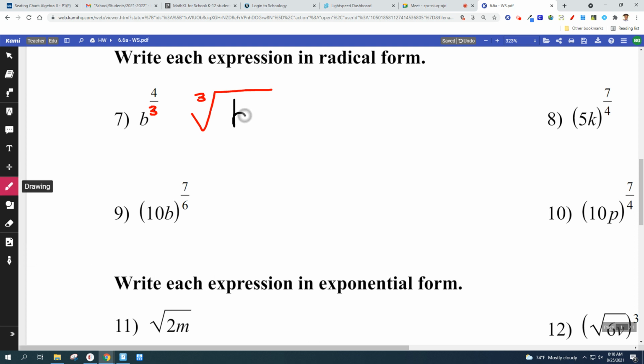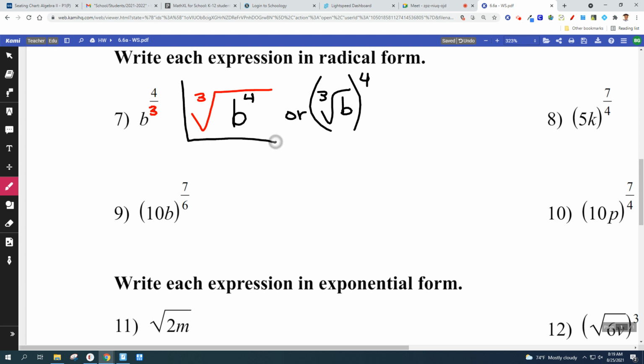You've got b. And at this point, there's really 2 different ways you could write it. You could write the third root of b to the 4th, or you could write the third root of b to the 4th. Those both say the exact same thing. Okay, it's just a matter of taste, I guess, or which one do you think is a better way of writing it? I kind of prefer this way. Third root of b to the 4th. Okay, so let's look at number 9.